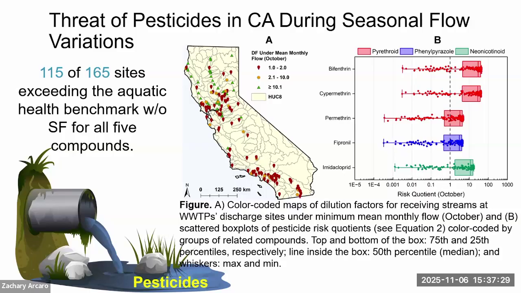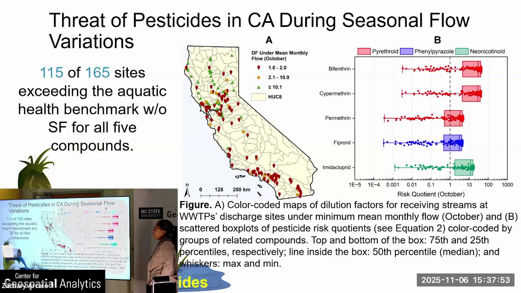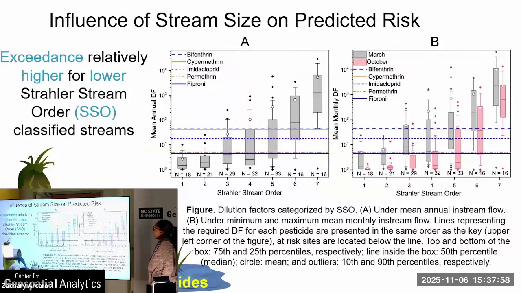And so for California, that was stream flow during the month of October. And so these exceedances that we're seeing are based on stream flow during those October flows. And so with that, we saw that of the 165 sites, 115 of those exceeded aquatic health benchmarks without any types of safety factors applied for all 5 compounds. And then we saw that the level of exceedance is going to vary largely based on just the stream size.